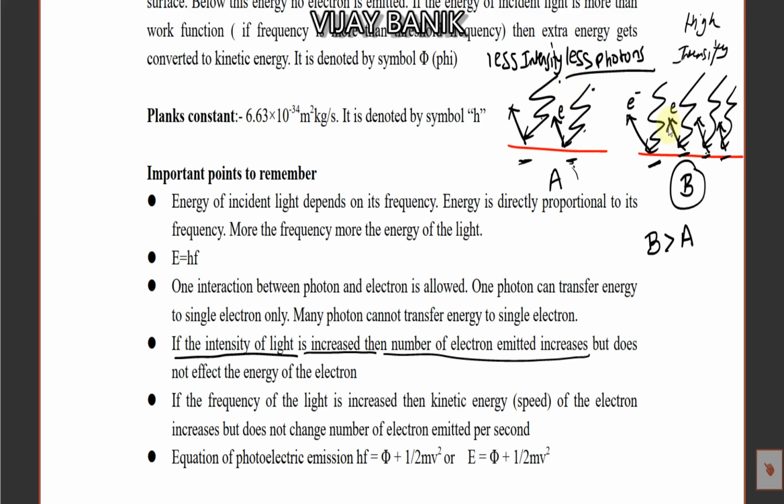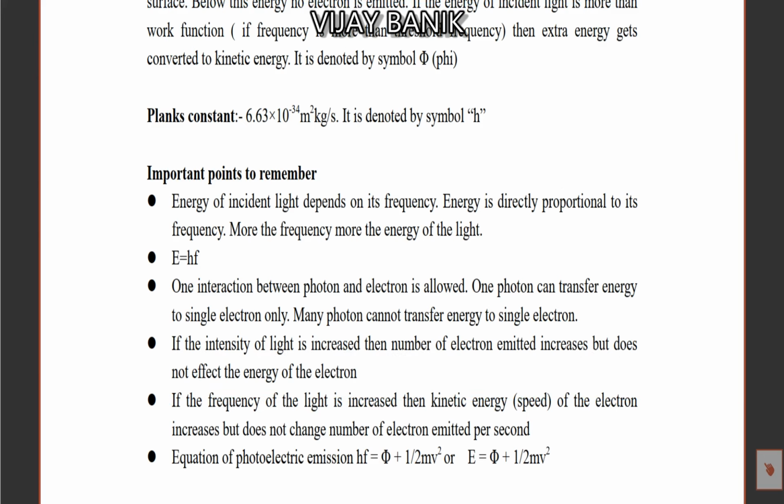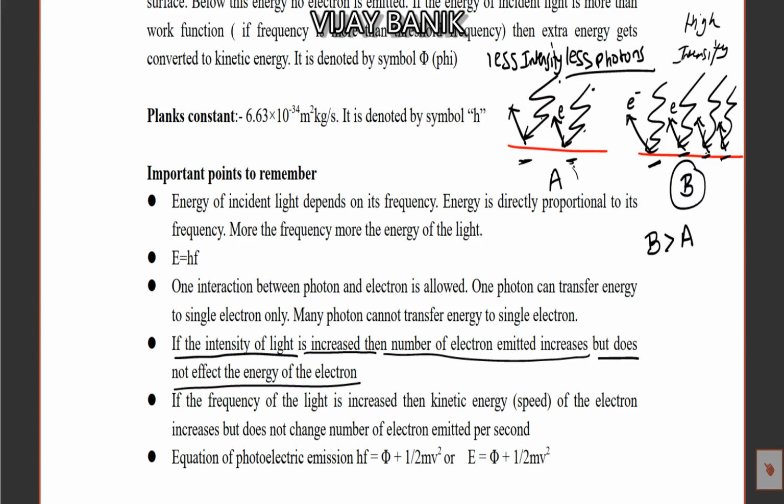So remember, intensity increases the number of electrons emitted, but does not affect the energy of the electron. I already mentioned to you that the energy of the electron gets affected by frequency. So for example, let me go to the previous diagram. In the previous one, both the lights were 3 Hertz, so they both had the same frequency. Plate B's intensity was high and plate A's intensity was less, but they had the same frequency.